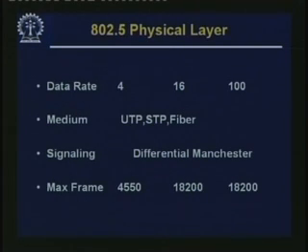So data rate may be 4, 16 or 100 Mbps, medium may be UTP, STP or fiber. Signaling is usually differential Manchester. We mentioned this earlier, what is differential Manchester, that is how you represent your zeros and ones by electrical signals or optical signals as the case may be. And the maximum frame size would be about 4550 bytes or right up to 18.2 kilobytes.